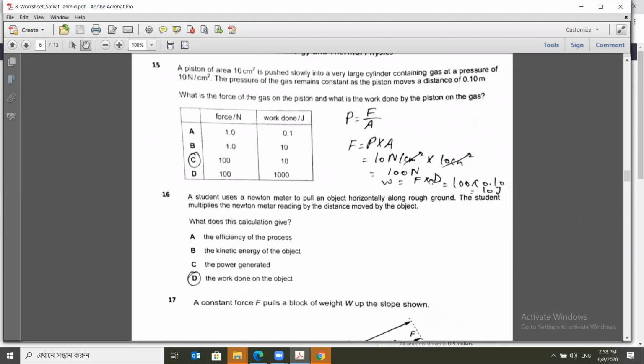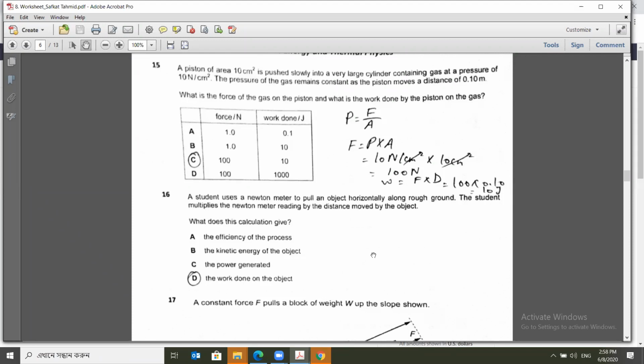So you are asked to find the work done as well. For work done, you need force and distance. Distance is already there. Force you already found. So your answer is coming automatically. Clear now?